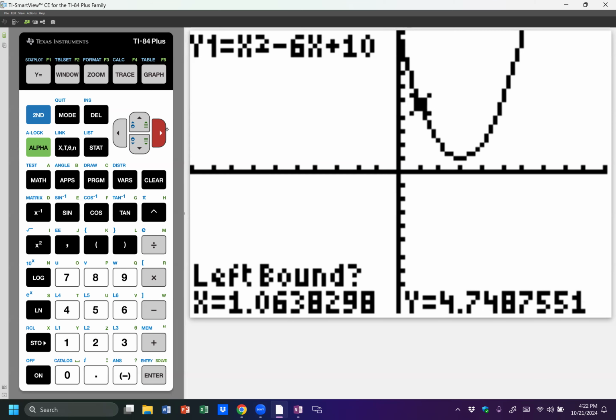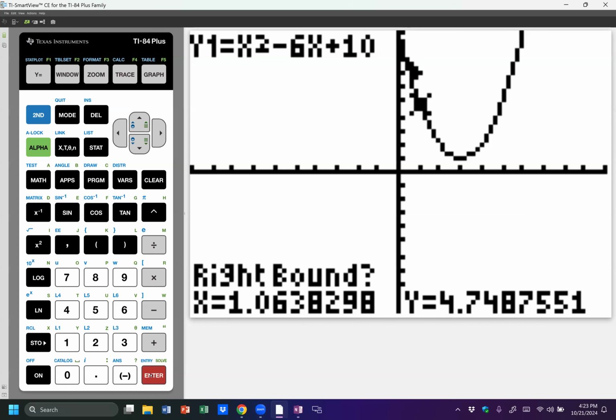You have to use your right and left arrows. Do not push up or down. It doesn't work if you push up or down. You have to push right or left, and it moves that cursor around. So you want that blinking cursor to be anywhere on the left side of my graph. I could put it here, or here, or here. Any of these spots, as long as it's on the left side somewhere, then I'm going to hit enter.